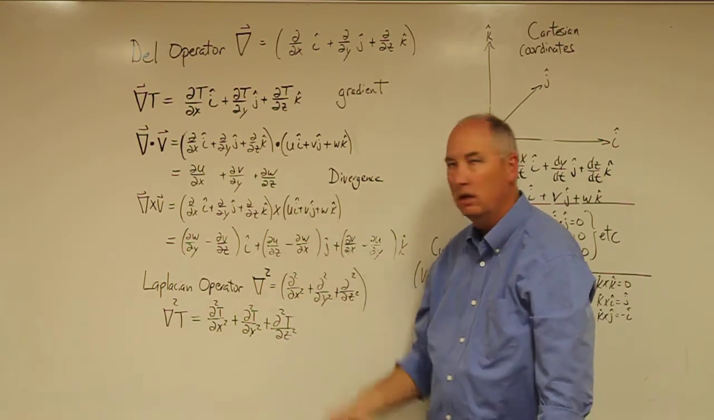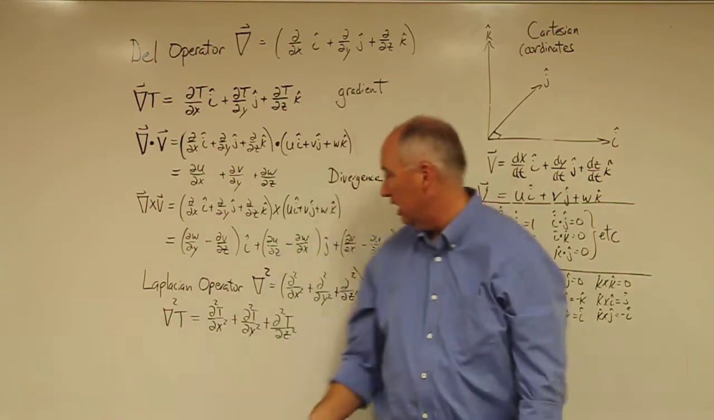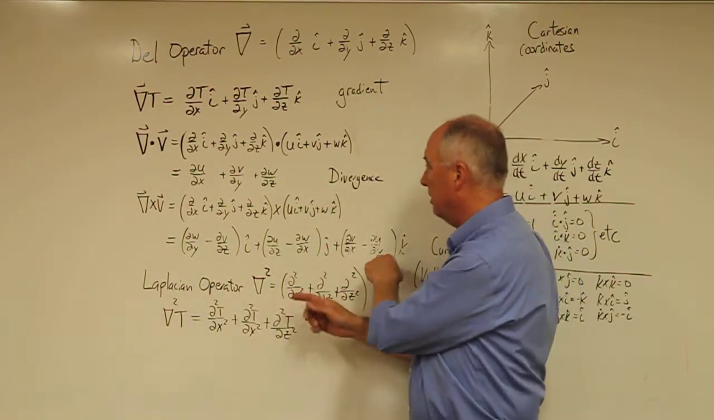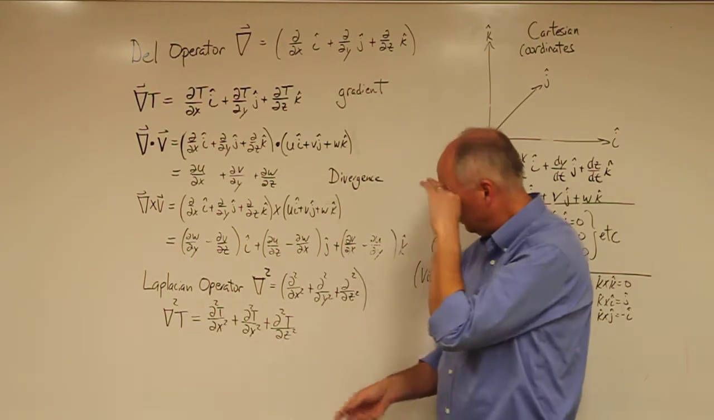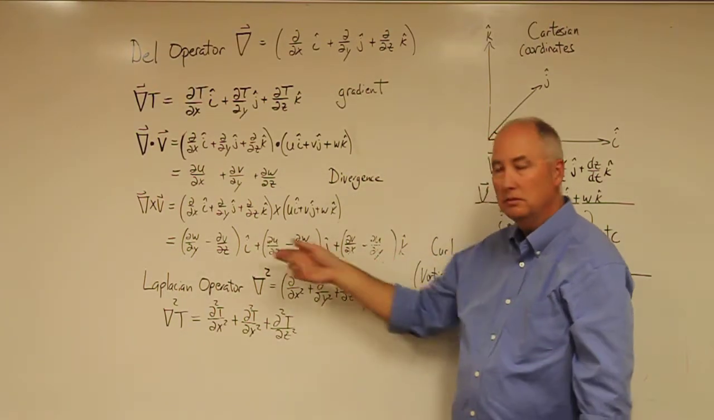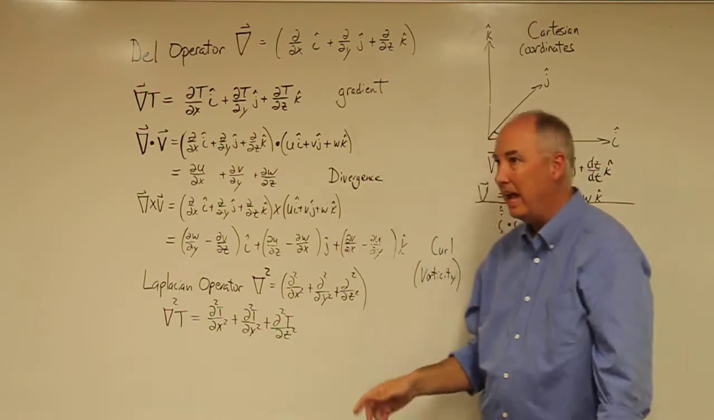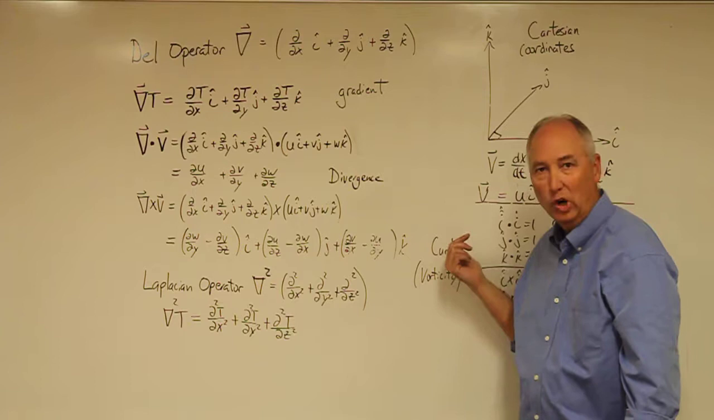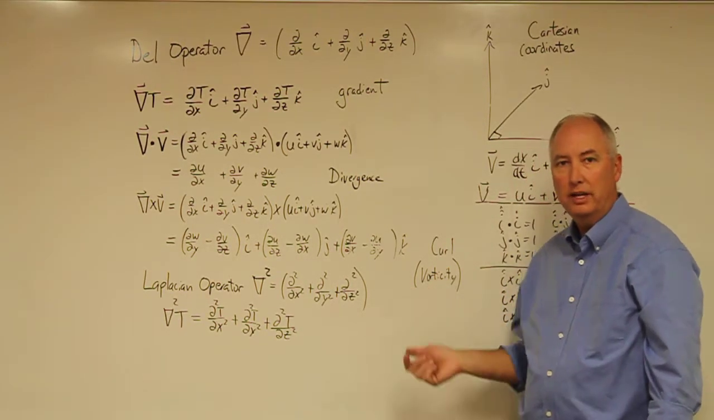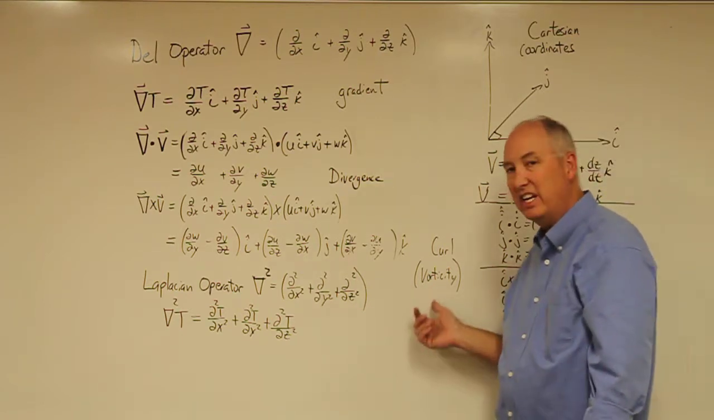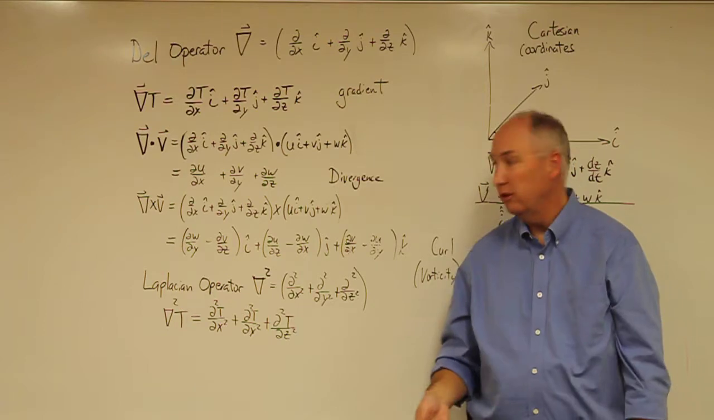j cross i, back to our little cheat sheet, j cross i is in the minus k direction. So that's going to be minus partial u over partial y. And you can continue on, and so forth, until you get this expression. In mathematics they often refer to it as the curl of the velocity vector. And what we refer to it as in atmospheric sciences is the vorticity. Vorticity is the measure of the rotation of a fluid.